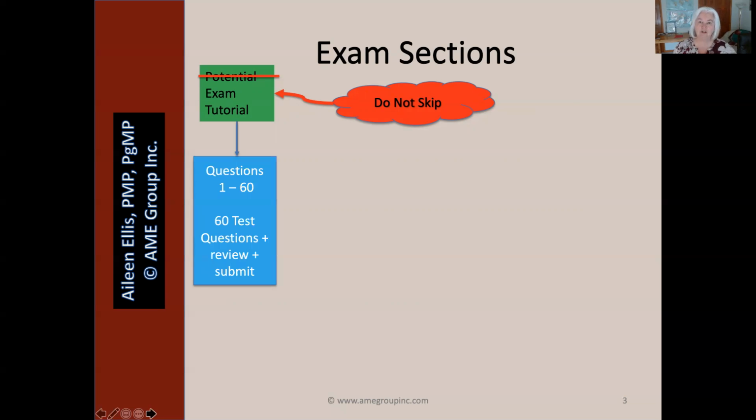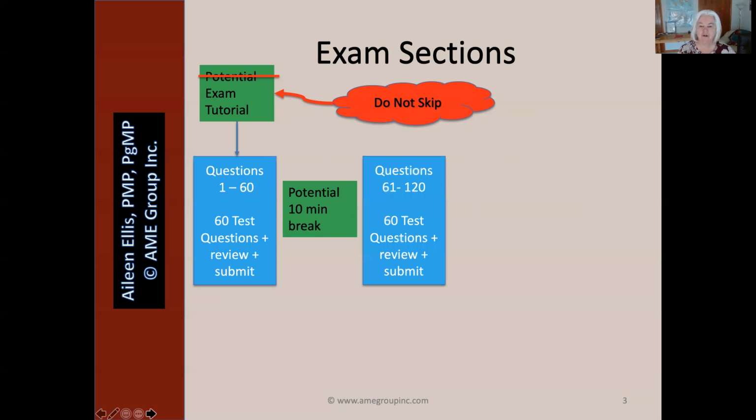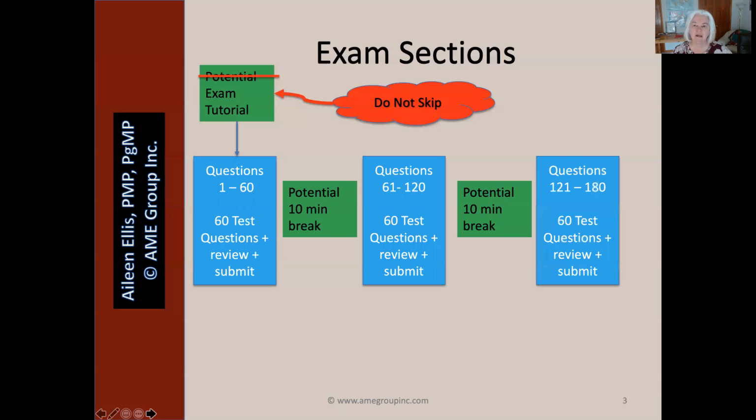Then the exam is made up of several sections. Section 1 is question 1 through 60, plus time to review and submit. Then there's a potential 10-minute break. Section 2 is questions 61 through 120, and then you can review and submit. There's a potential 10-minute break. Section 3 is question 120 through 180. Again, you can review and submit. Lessons learned from most of my students: do not skip the breaks.